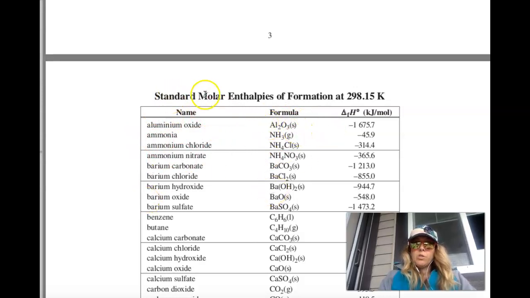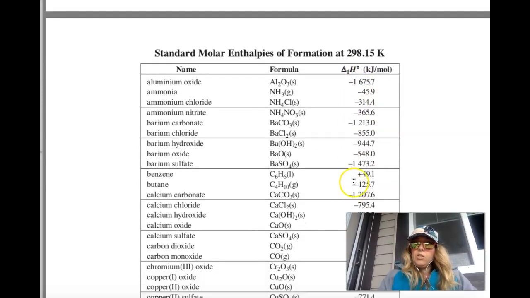You'll notice this table is called Standard Molar Enthalpies of Formation at 298.15 Kelvin. What you probably never looked at before, though, was this last column. This last column gives you the heat of formation for each one of these. If I look at aluminum oxide, it's telling me that if I wanted to make 1 mole of Al2O3 from aluminum and oxygen, I would be releasing 1,675.7 kilojoules for every mole that I produced, right?